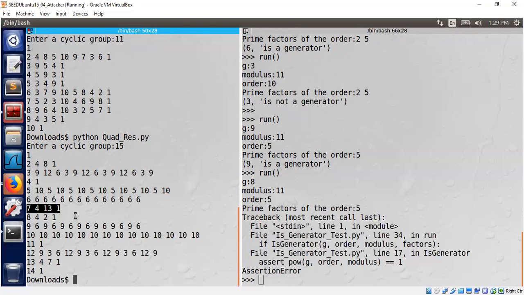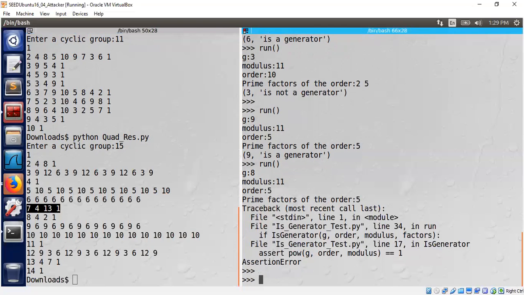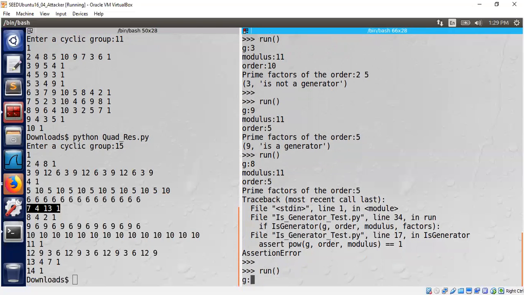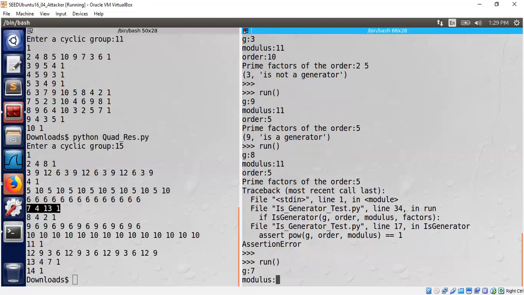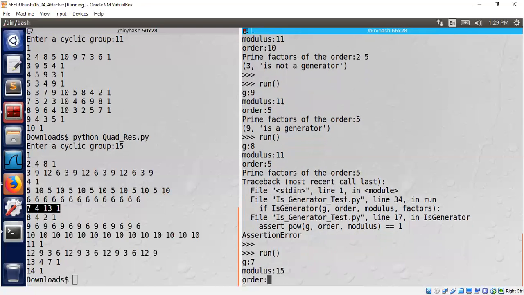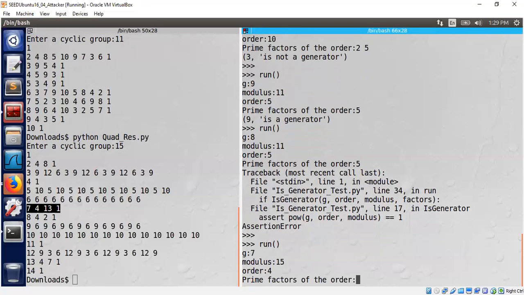What can I do with it? Can I test whether 7 is a generator of a subgroup of order 4? Okay, let's do that. So what I'm going to do is run this. It's going to ask me what is the generator you want to test for: 7. What is your modulus? It is still 15. What is the order of the group? It is 4. What are the prime factors of the order? It's just 2, right? 2 times 2 is 4. So hopefully it will say that 7 is generating a group, rather a subgroup, of order 4. Let's try that.